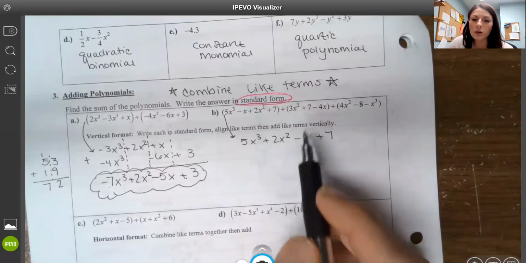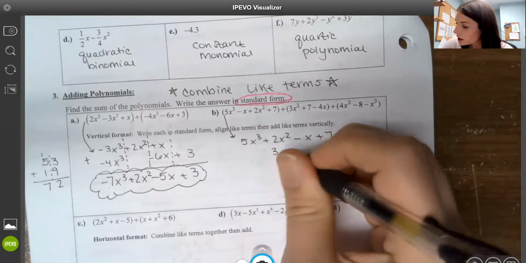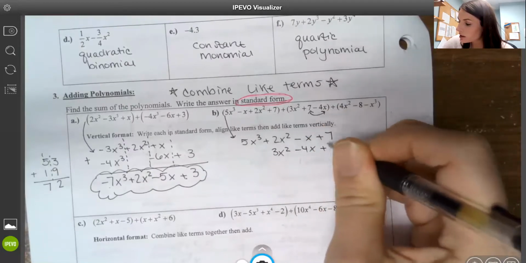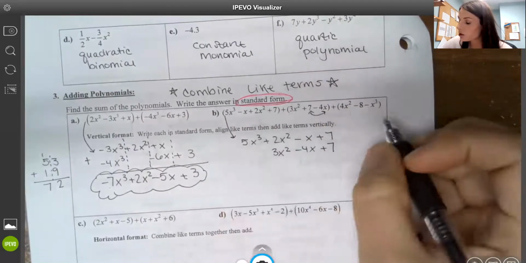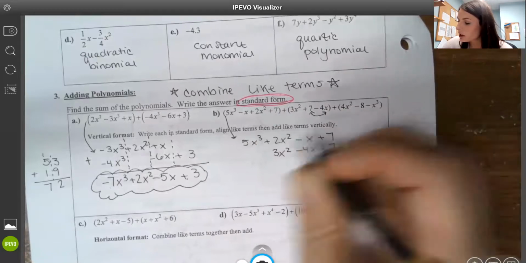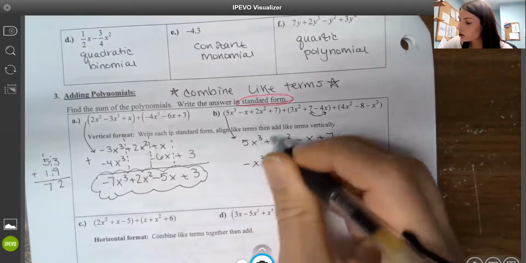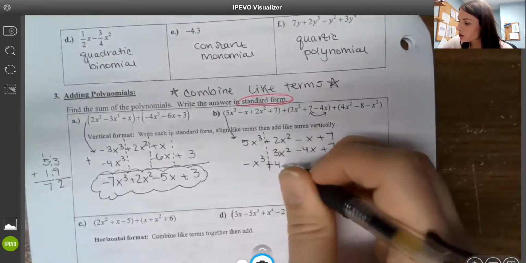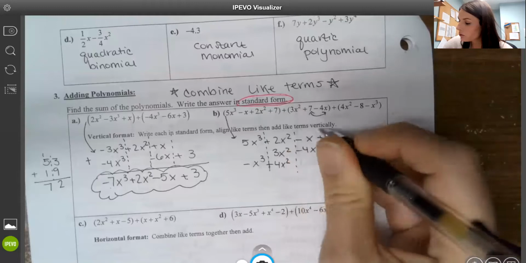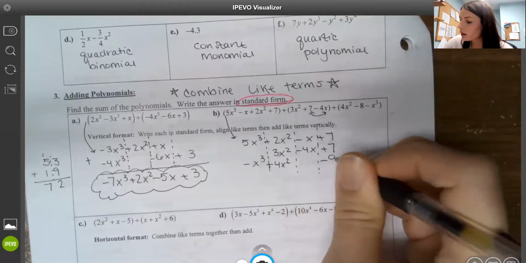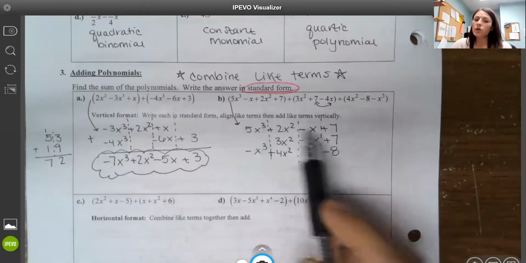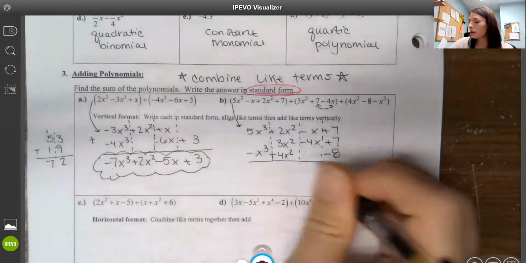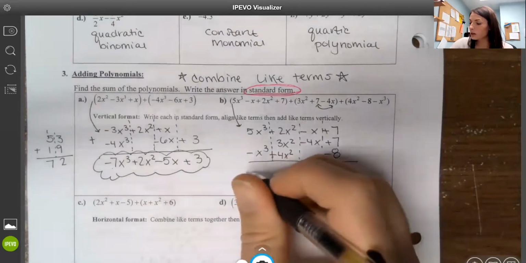And then the second polynomial, I have 3x squared. I'm going to flip these around, right? So now negative 4x plus 7. And I can just go ahead and write the third polynomial underneath. I have negative x cubed, putting that in the same column with the other x cubed, plus 4x squared. And then I have negative 8, which is a constant. So by arranging it this way, I'm really grouping like terms as I go, adding these columns together, right?